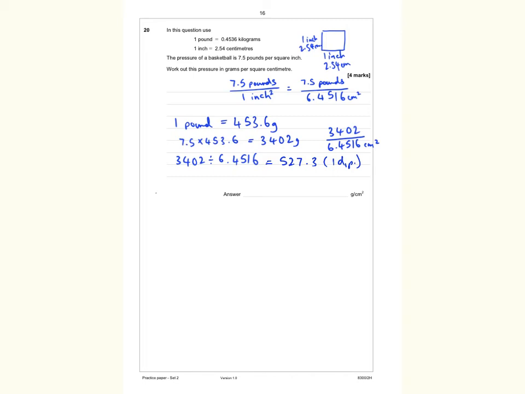So therefore now I've got 527.3 per... this is the number of grams, because the 3,402 was in grams, and this is now per centimeters squared, because this here was in centimeters squared. Okay, so our answer is 527.3.